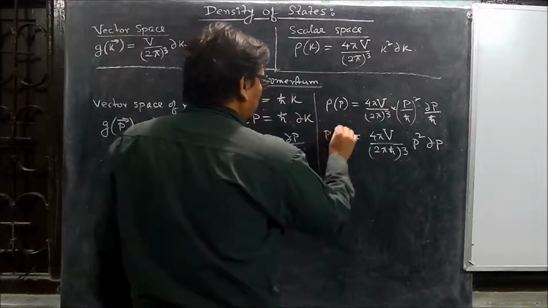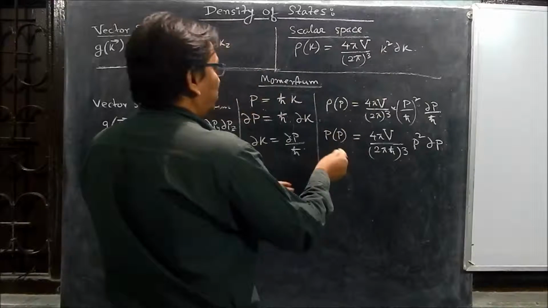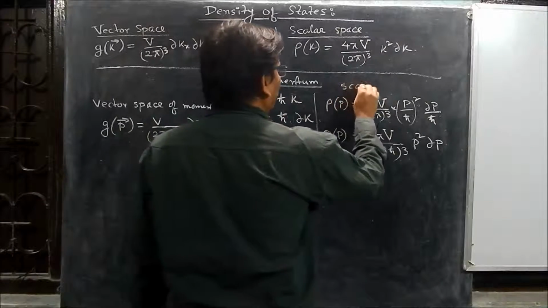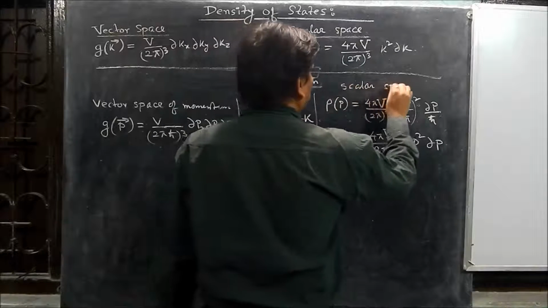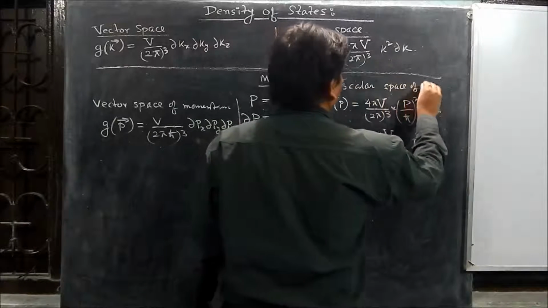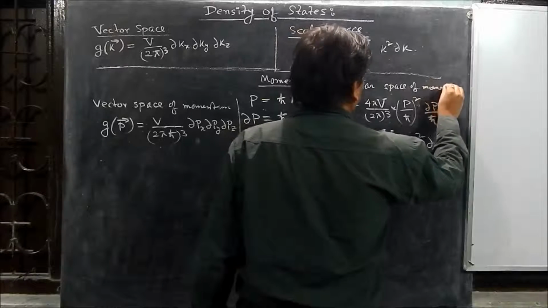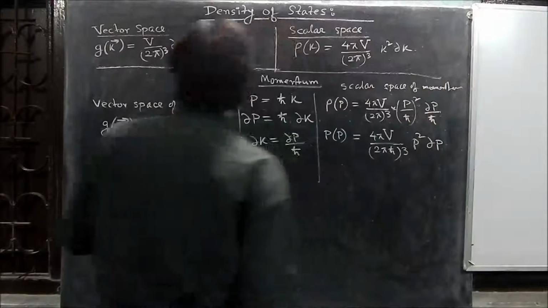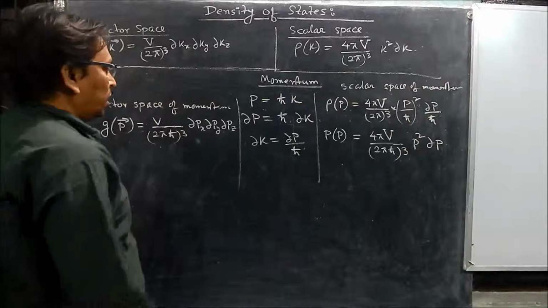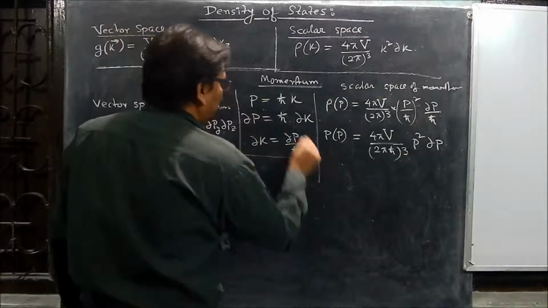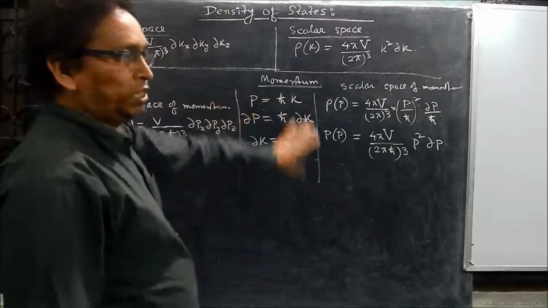So this is the scalar space of momentum, and this is the vector space of momentum. Now we have just used this formula, p is equal to h bar k.